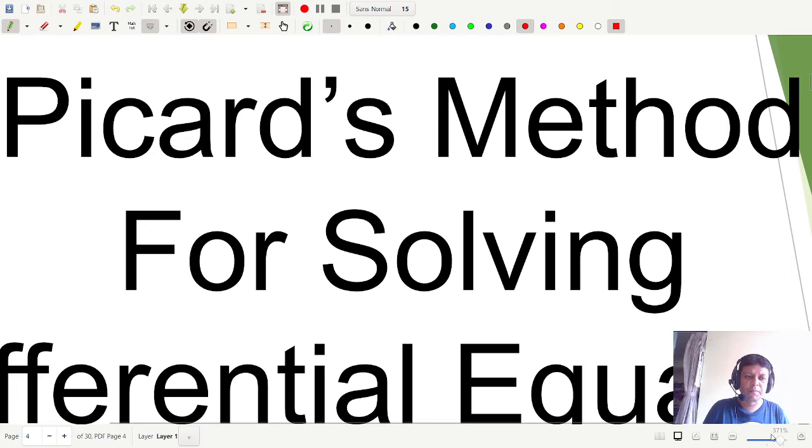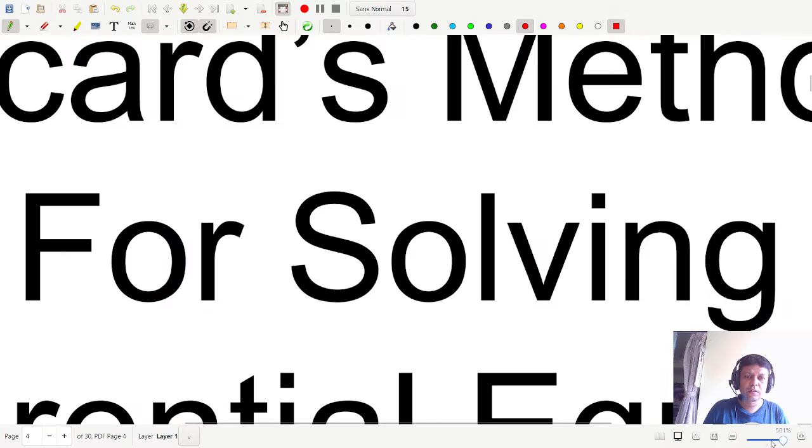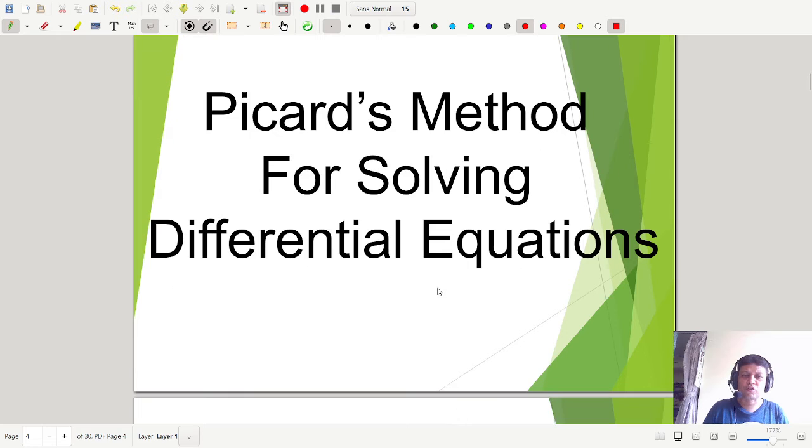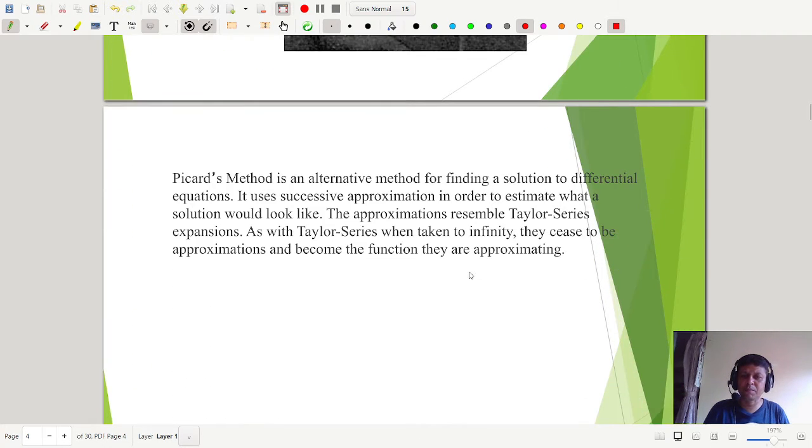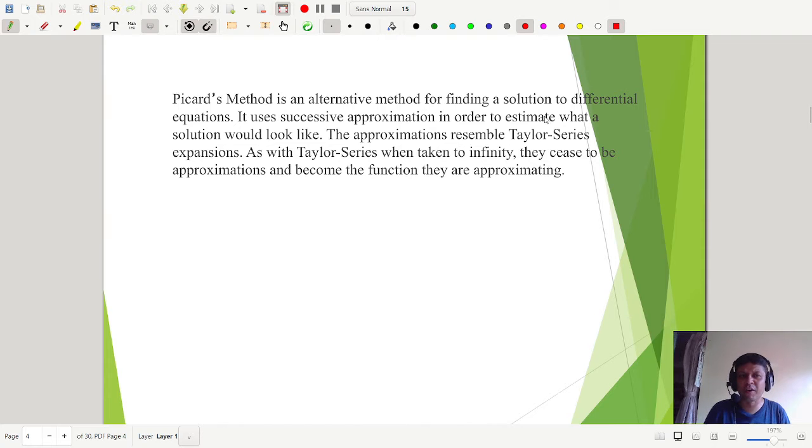Next, let us talk about Picard iteration. Picard's method for solving differential equations. This is Picard, a famous mathematician. Picard's method is an alternative method for finding a solution to differential equations. It uses successive approximations in order to estimate what a solution would look like. The approximations resemble a Taylor series expansion. It's just like a Taylor series expansion: as with Taylor series, when taken to infinity, they cease to be approximations and become the function they are approximating.